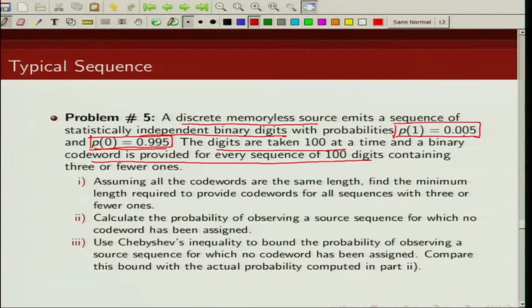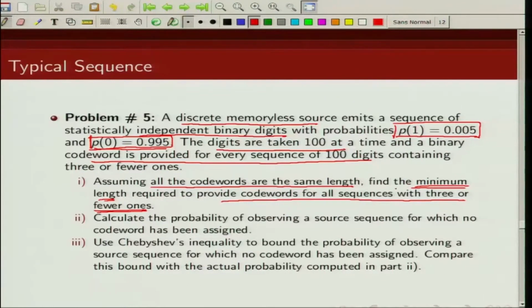We are taking 100 bits at a time and we are assigning a code word. Now assuming all code words are of the same length, find the minimum length required to provide code words for all sequences containing 3 or fewer ones. So clearly you can see that the most typical sequences which come out of this source are going to be the ones which contain mostly zeros, right. So we are providing code words to all sequences which have 3 or fewer ones. Okay.